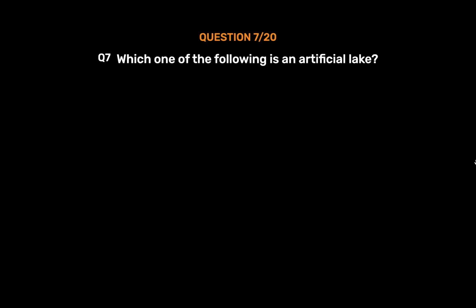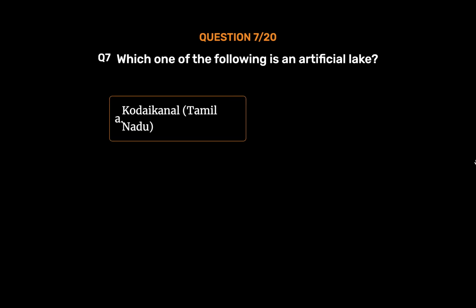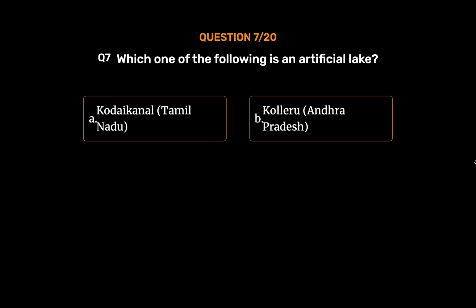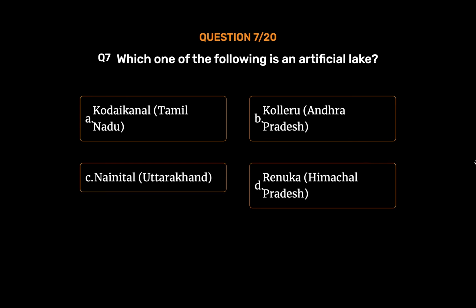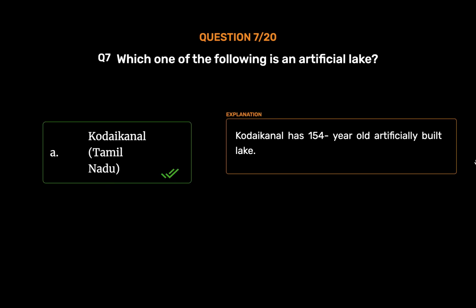Question number 7. Which one of the following is an artificial lake? Option A: Kodaikanal, Tamil Nadu. Option B: Kolleru, Andhra Pradesh. Option C: Nainital, Uttarakhand. Option D: Renuka, Himachal Pradesh. The correct answer is option A: Kodaikanal, Tamil Nadu. Kodaikanal has a 154-year-old artificially built lake.